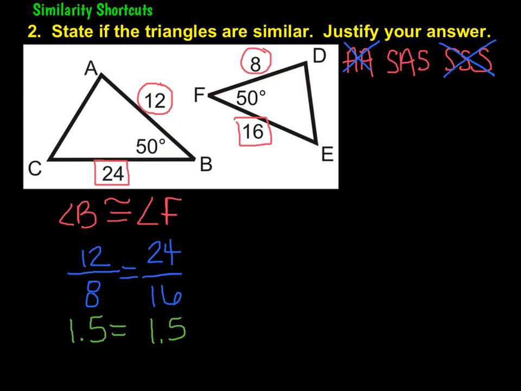Yes. We have to answer the question, are they similar? Yes. Triangle ABC is similar to triangle. Now let's make sure that we get this right. Okay, so we know that B and F are the same angle, so F's going to have to go in the middle. And these two sides go together, so it would have to be DFE.